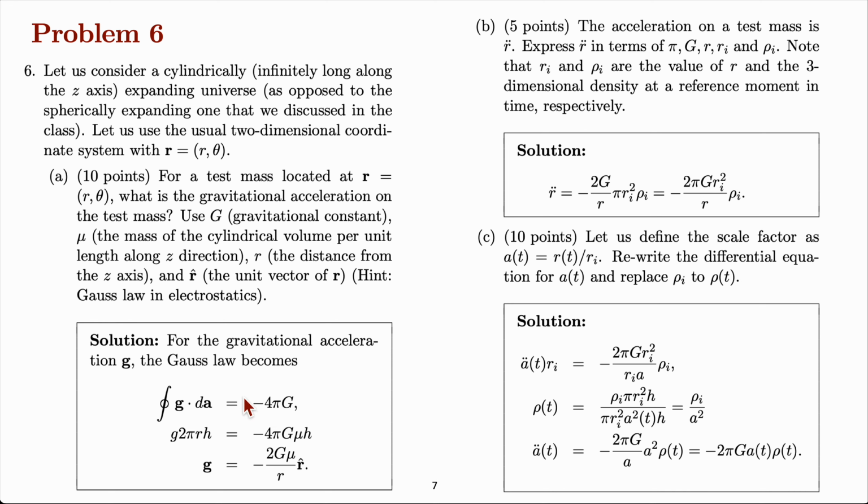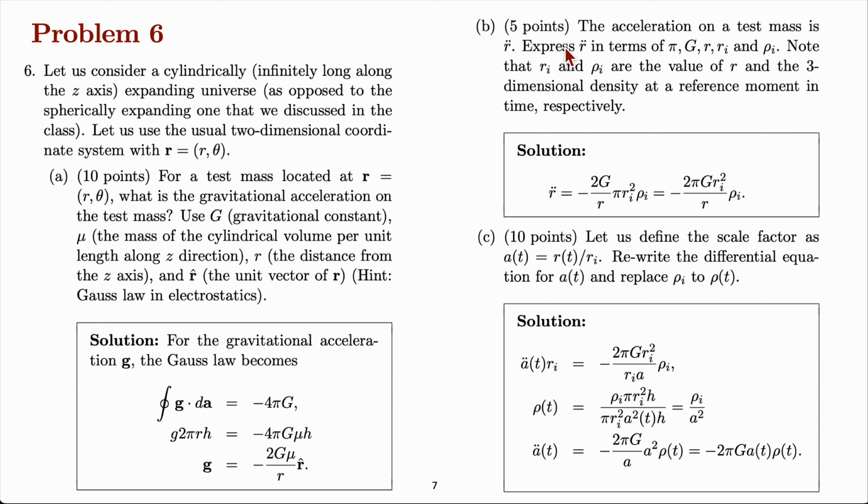We have Gauss's law for gravitational acceleration. You get this area times g, and I think I am missing mass somewhere, so mu times h should be the mass. Anyhow, there's a typo, but g, the gravitational acceleration, should be 2G mu divided by r, in the r direction with a negative sign because it's an attractive force.